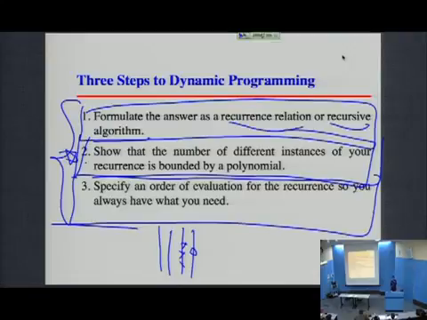Any questions? Okay, look at this, figure out why the binomial coefficient program worked.